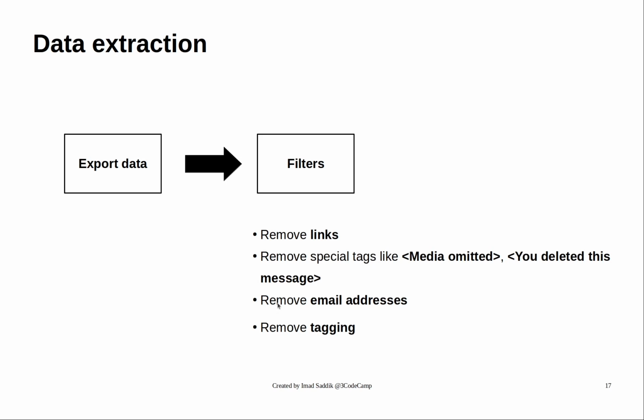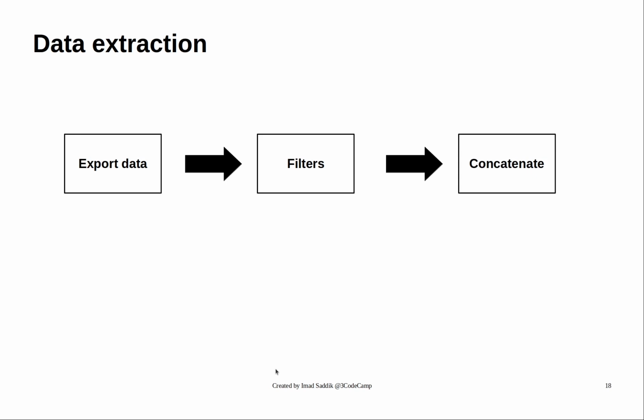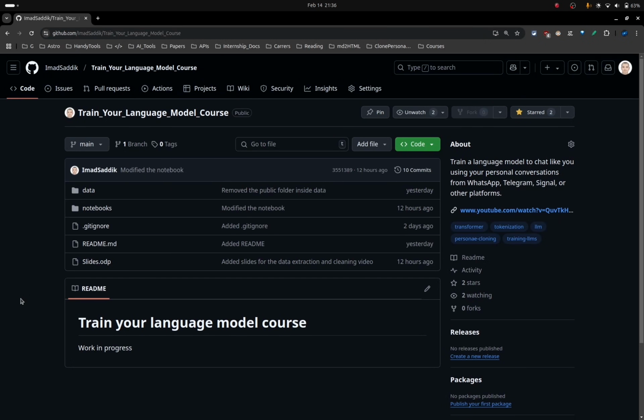We will remove tagging and we will apply other filters. We will see this in the notebook section. And finally, we will concatenate the cleaned data into one giant sequence of text. This output will be used in the next video, where we are going to talk about byte pair encoding and tokenization. Now let's code.